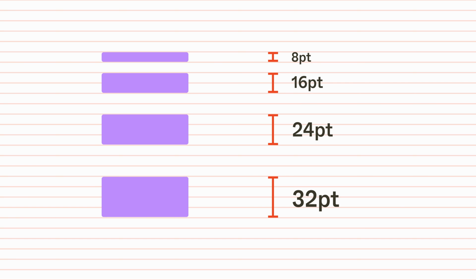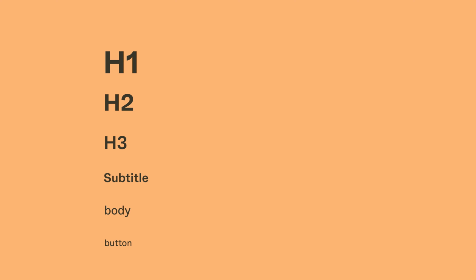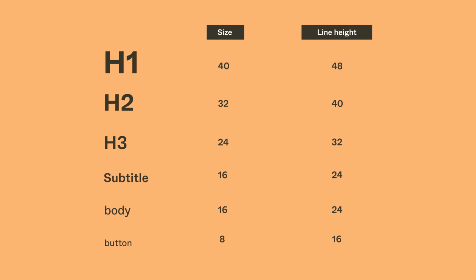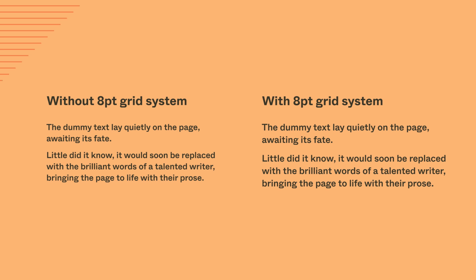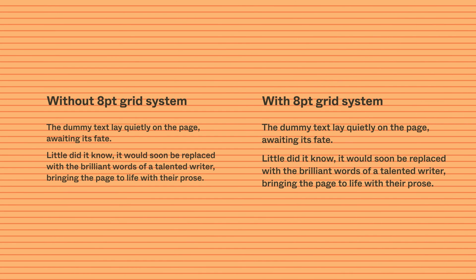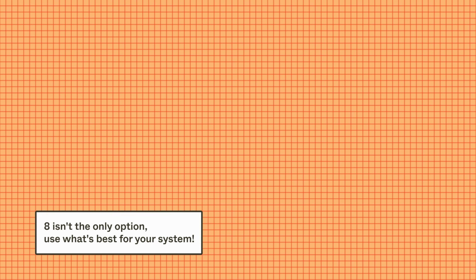A baseline grid should also play a role in defining your type system. Text in your design should have a font size and line height that are divisible by 8, or by the size of your baseline grid. This improves rhythm and consistent alignment when reading, no matter the length of text. You can even extend an 8-point grid to be a modular grid with both columns and rows.